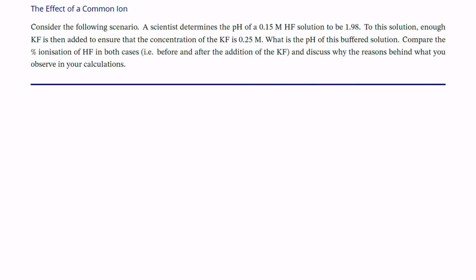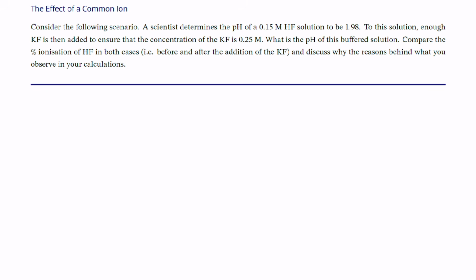Hello everyone, so let's look at what the effect of a common ion is on the pH of a solution. In this example we're told to consider a scenario where a scientist determines the pH of a 0.15 molar hydrogen fluoride solution, which is 1.98.